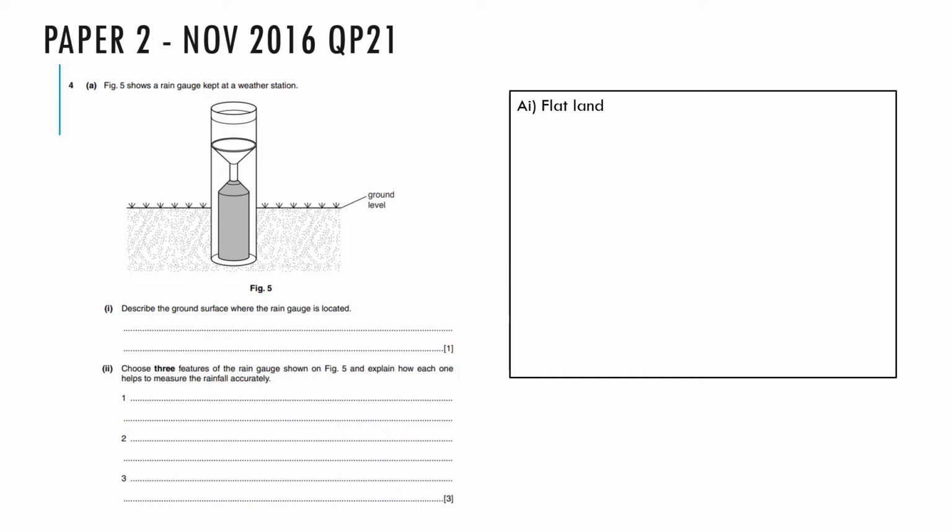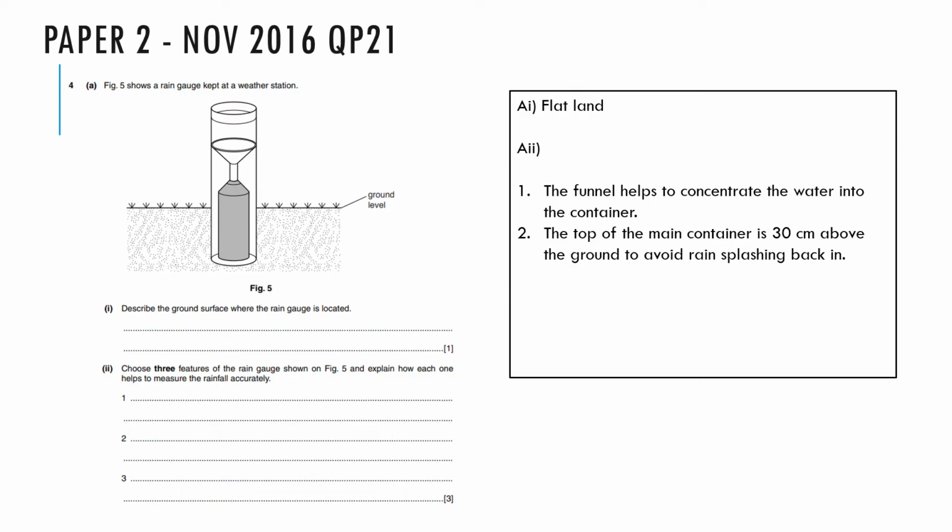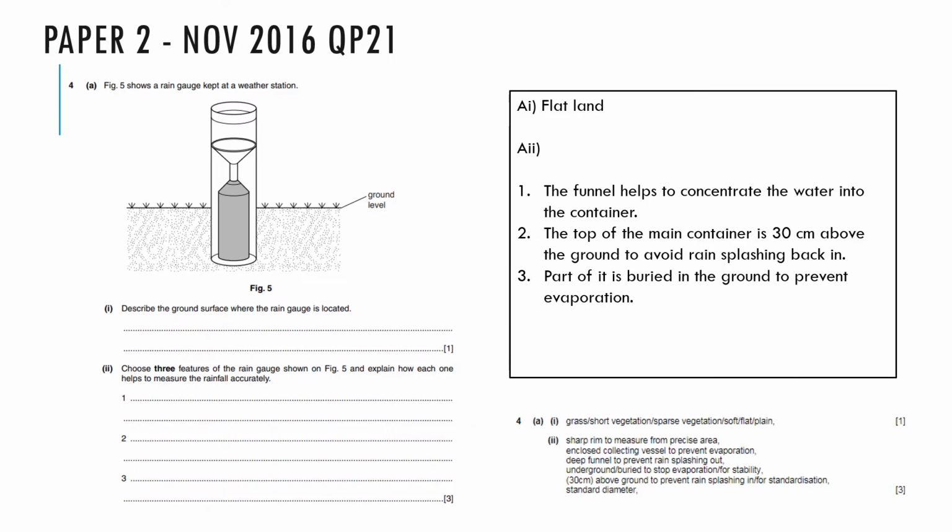And that's quite useful. So there are various points that you can mention. The funnel helps to concentrate the water into the container. The top of the main container is about 30 centimeters above the ground to avoid rain splashing back in. And part of it is buried in the ground to prevent evaporation, so it keeps the water nice and cool. Again, if you look at the mark scheme, it's placed on flat ground, and you can see all the various points about the design features. And again, with those, you might want to incorporate the mark scheme into your notes.